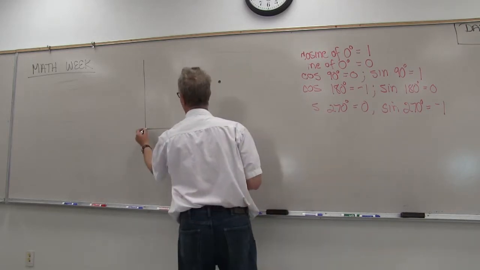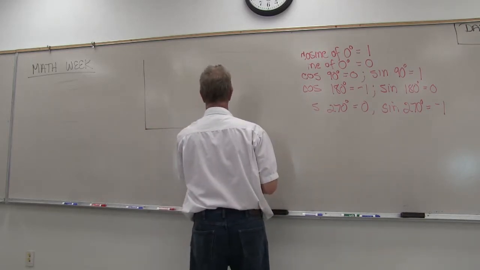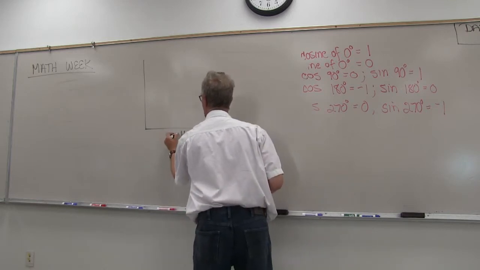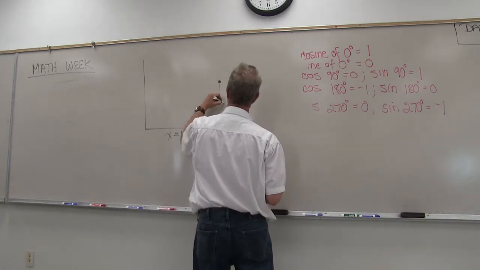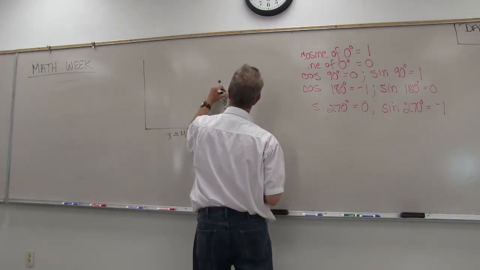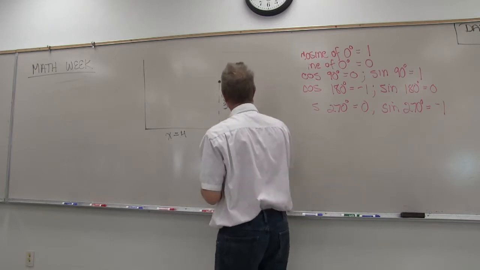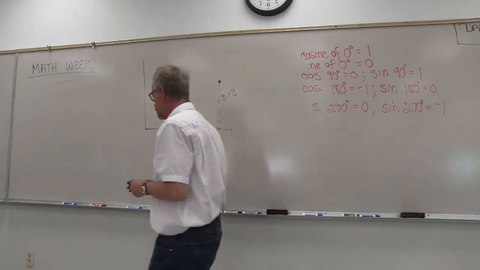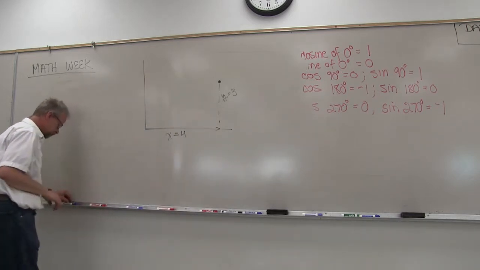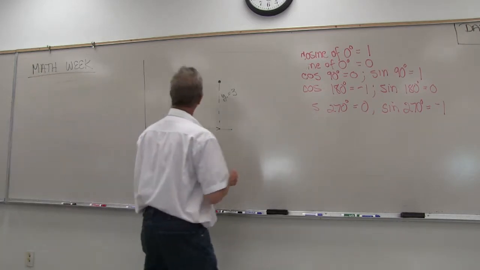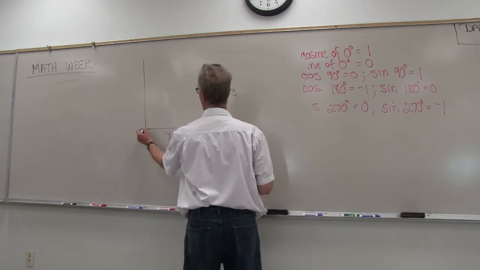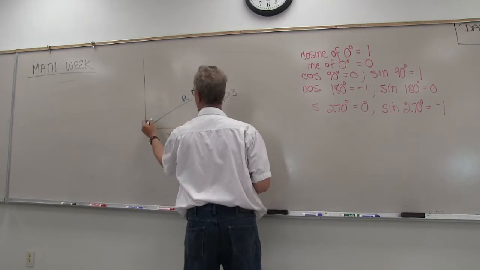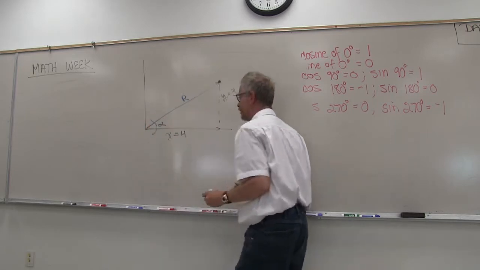And that point is going to be 4 in the x direction and 3 in the y direction. And what we want to do is we want to figure out what r is and what the angle is.